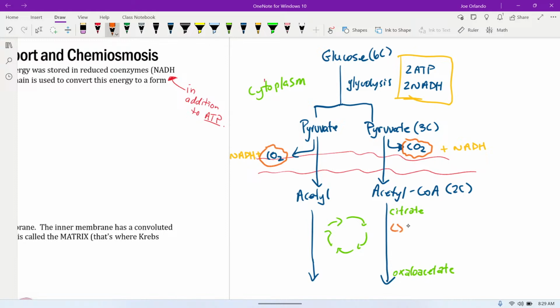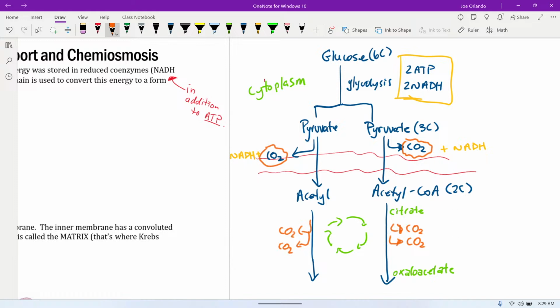And along the way, what's it going to lose? We're going to lose a CO2 here. And then immediately in the next step, we're going to lose another CO2. Lose a CO2, lose a CO2. And for those of us keeping count, that's 1, 2, 3, 4, 5, 6 carbons gone. So that's all the carbon from the original glucose now accounted for, right? But there's still some energy to be lost.